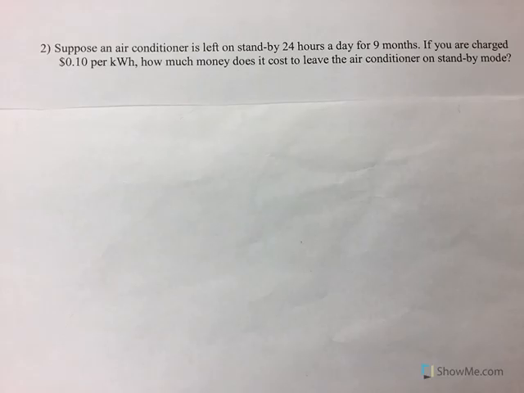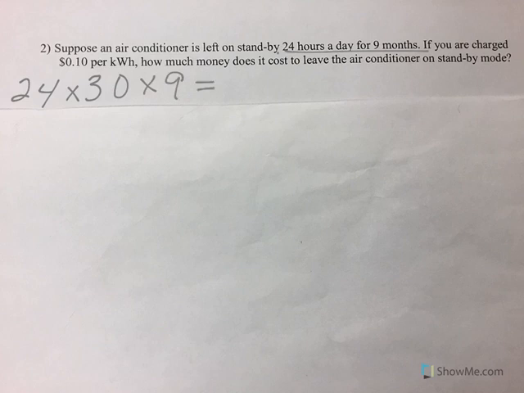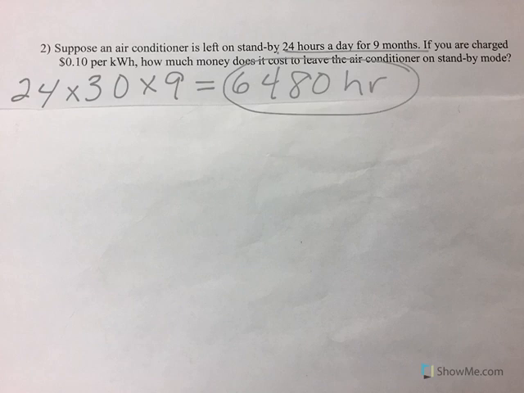And last one for the video. Suppose an air conditioner is left on standby mode 24 hours a day for 9 months. If you're charged 10 cents per kilowatt hour, how much money does it cost to leave the air conditioner on standby mode? Okay, first things first. How many hours are we talking? 24 hours a day. We're going to approximate 30 days per month for 9 months. So we're talking a total of 6,480 hours. This is an estimate on hours because we're estimating 30 days in a month.